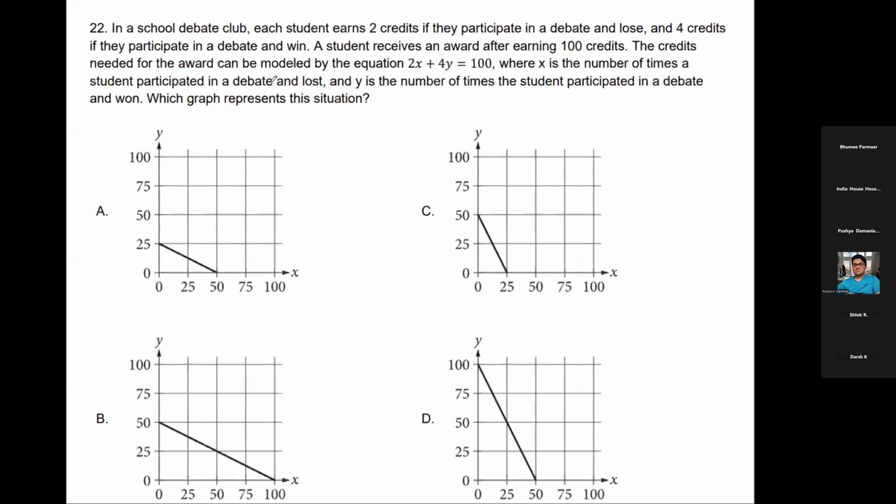Okay, so for question 22, it just gives us the equation: 2x plus 4y equals 100. So we just need to find out which graph matches that. The easiest way to do this is to just substitute 0 in for x or y to find the two intercepts, because all of these graphs have different intercepts.